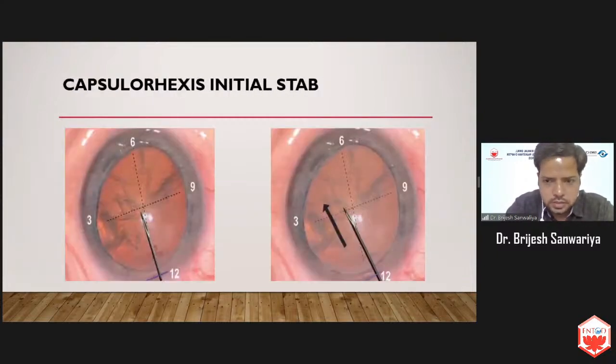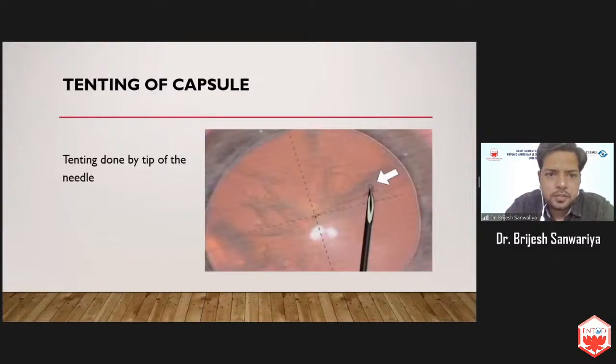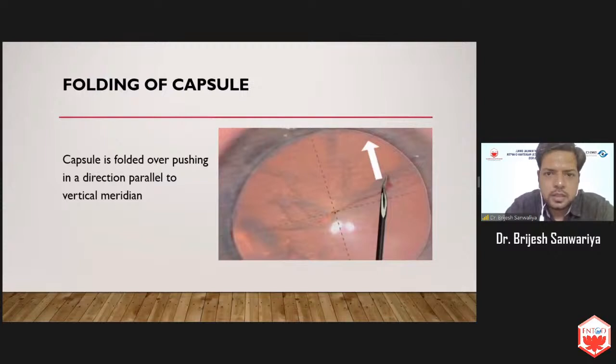Now, this diagram shows the initial stabbing of the anterior capsule of the lens. The slicing is done from the cutting edge of the needle sideways, and the capsule slice should end a reasonable distance from the iris margin. Tenting of it is done from the tip of the needle. The capsule is folded over by pushing in a direction parallel to the vertical meridian.